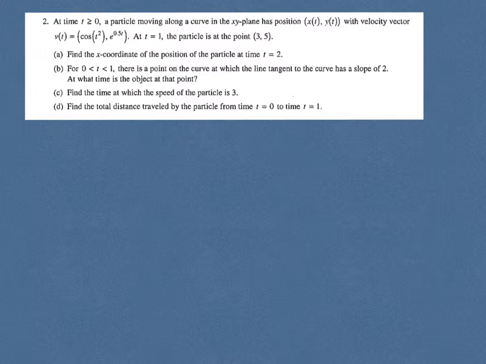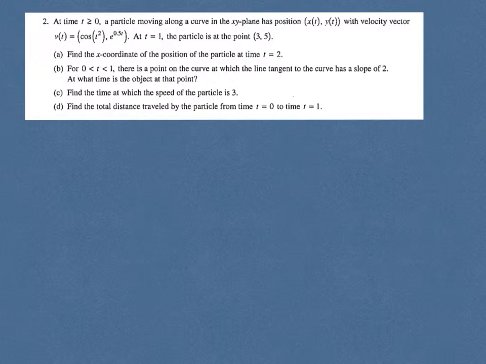And then you have to find the time at which the speed of the particle is 3. Speed. Remember, speed is the magnitude of your velocity. Every vector can be written as a product of its magnitude and its unit vector. The unit vector is going to give the velocity vector its direction. So in this case, the magnitude of your velocity vector is going to be the speed of your particle.